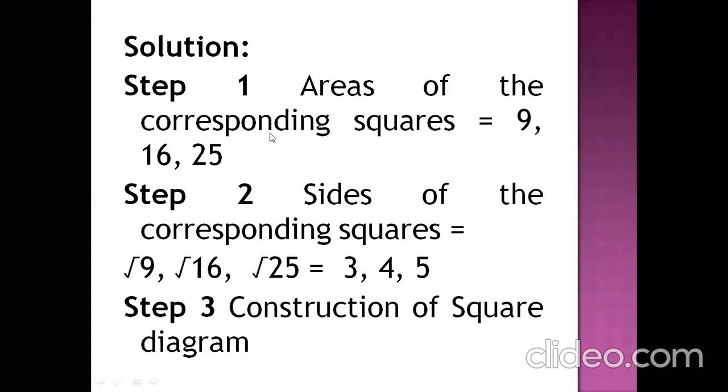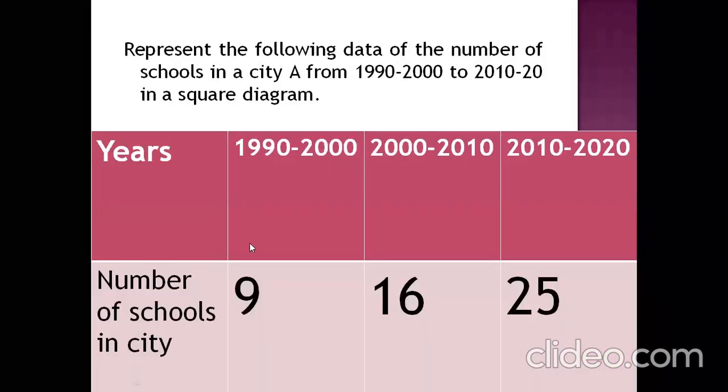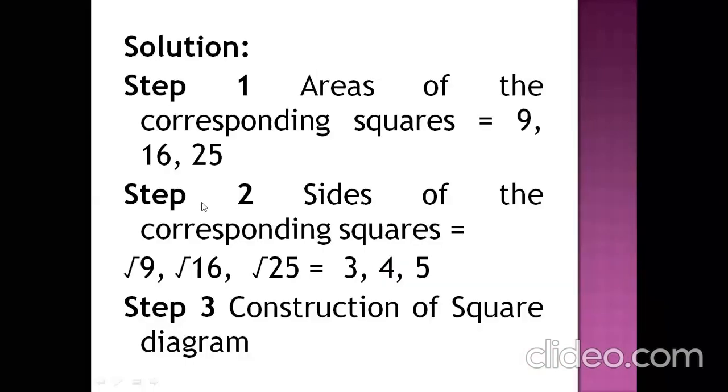Solution, areas of the corresponding squares. This is going to be area 9, 16, 25. And step 2, sides of the corresponding squares. Sides, square root of 9, because side into side is the area formula in case of square. So square root of 9, square root of 16, square root of 25 is going to be there. 3, 4, 5 is going to be there. Then in the third step, we will construct the square diagram. So we want 3, 4, 5. You have to keep it in mind. And now we will construct how it is going to be.